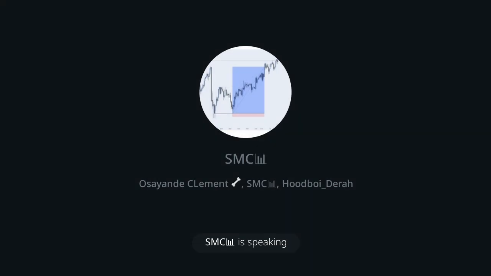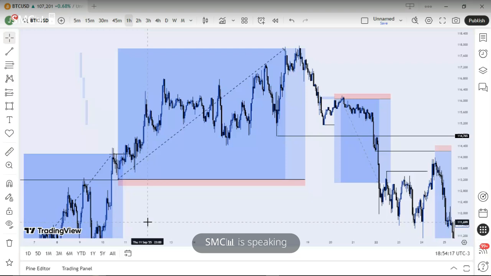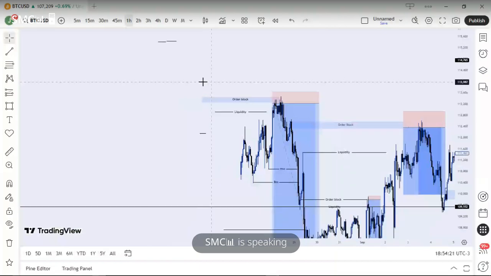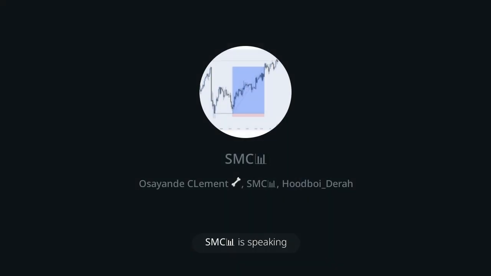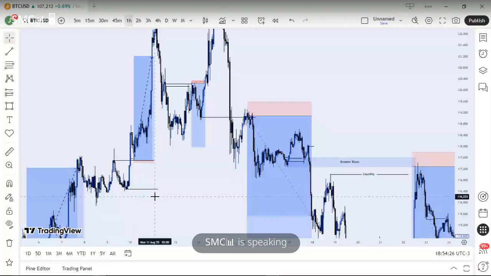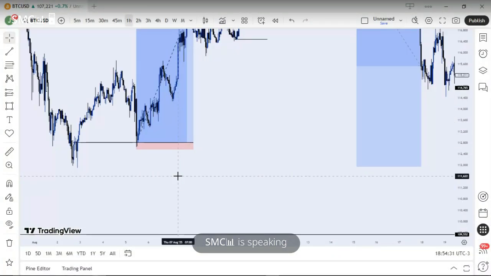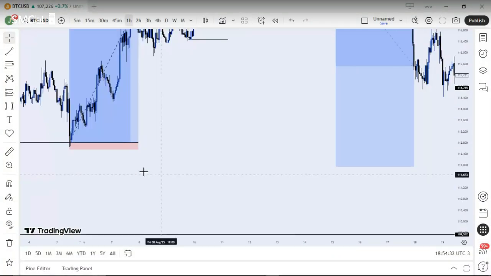Once you keep to these rules, I'm not saying you won't hit stop loss, but it's going to be rare. Why? Because first of all, before you take the trade, you have to validate it. You have to validate the trade. Is this trade even valid or not?